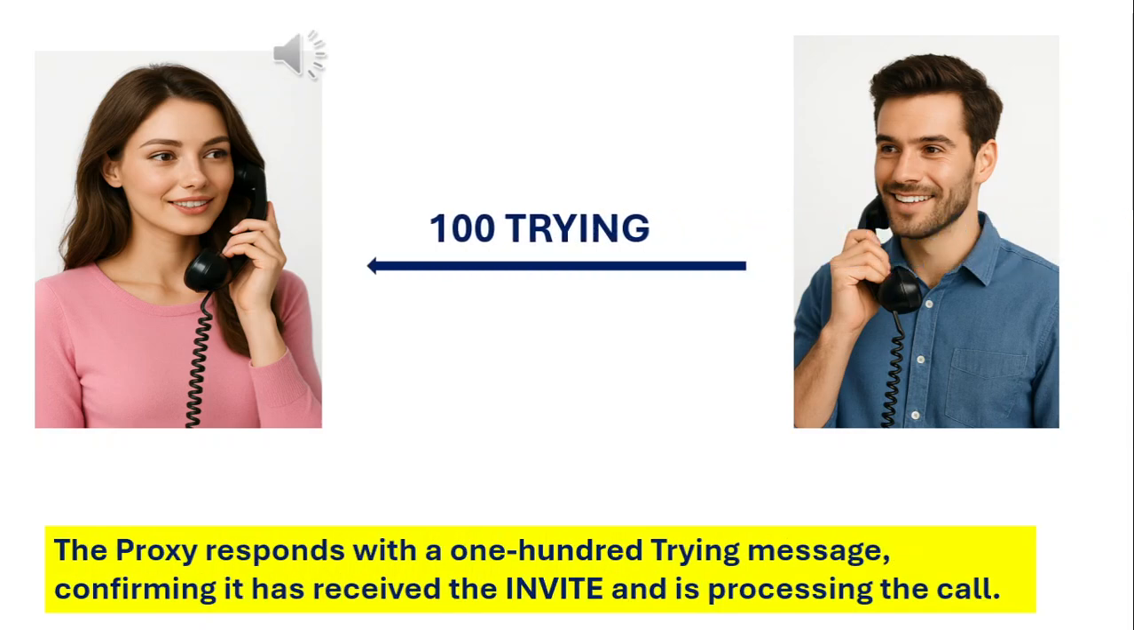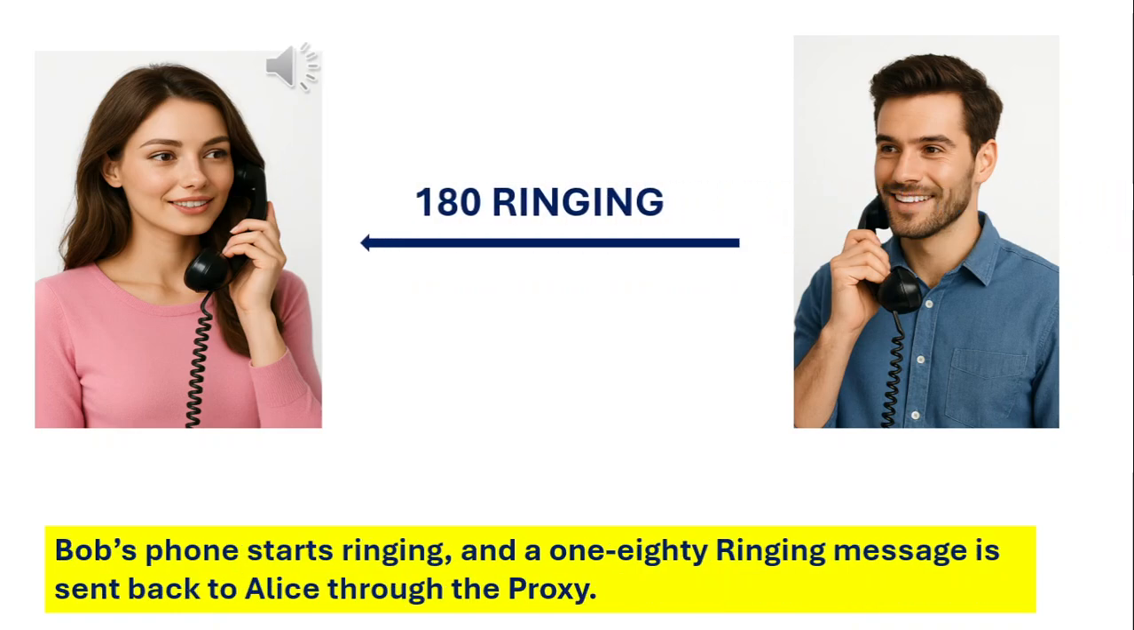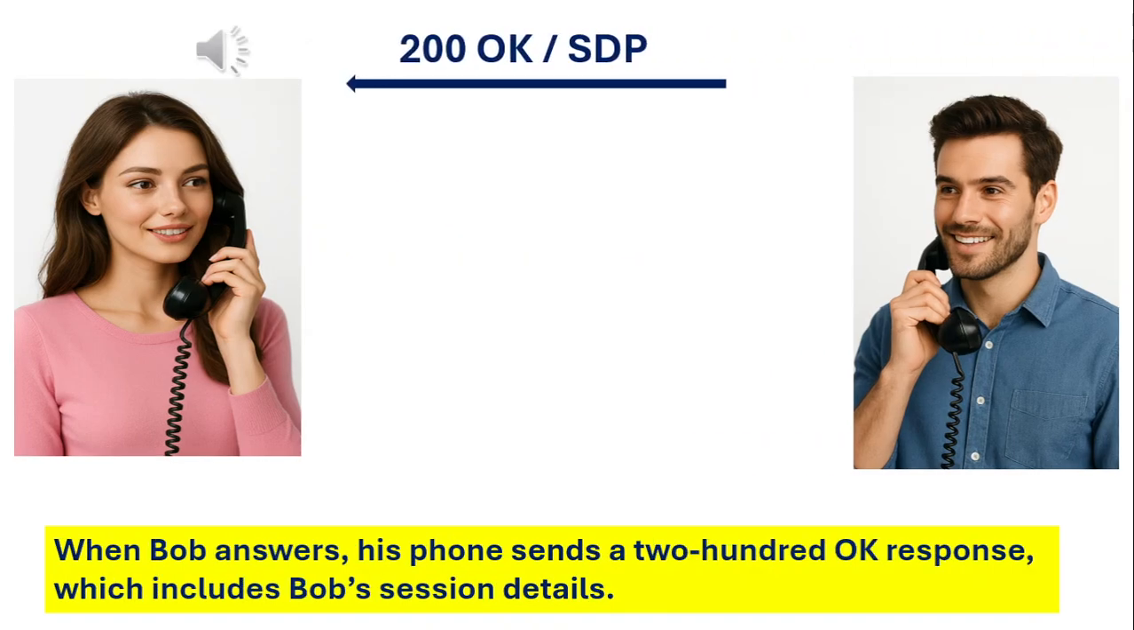The proxy responds with a 100 Trying message, confirming it has received the INVITE and is processing the call. Bob's phone starts ringing, and a 180 Ringing message is sent back to Alice through the proxy. When Bob answers, his phone sends a 200 OK response, which includes Bob's session details.